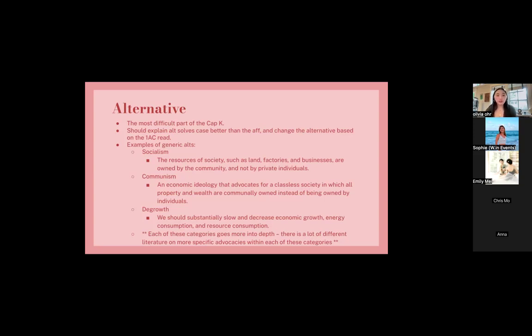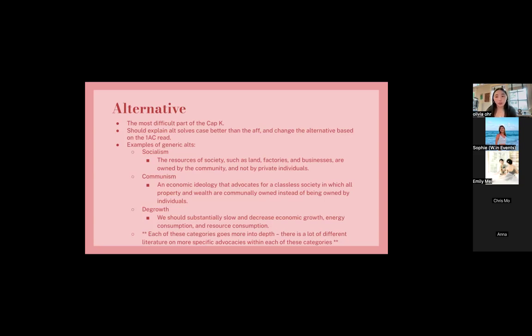The last alternative is degrowth. A lot of people read this as a case turn, or an impact turn on the case, but I think that degrowth is better as an alternative to the CapK. Degrowth is the idea that we should substantially slow and decrease economic growth, energy consumption, and resource consumption, because that is intrinsically tied to bad things such as warming. Also, it argues that we should be changing our epistemic commitments and mindsets pertaining to capitalist growth and infinite consumption under a capitalist model.